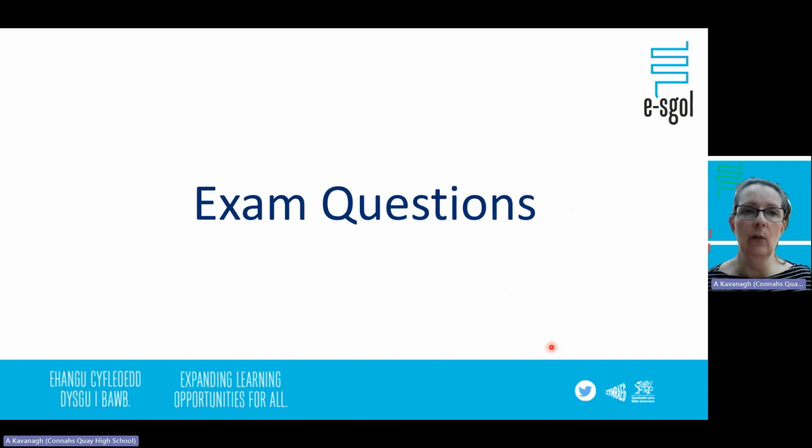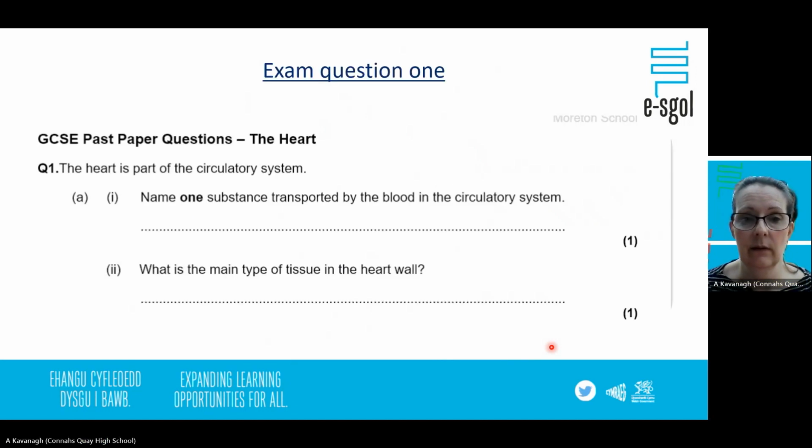So let's have a look at what we've seen so far and put that into some practical application by having a look at some exam questions. So these are all past paper questions, GCSE past paper questions that relate to the heart or circulation, and it's always good to have a practice of these and have a look at the mark scheme and see how you're getting on. So at any point, pause the film.